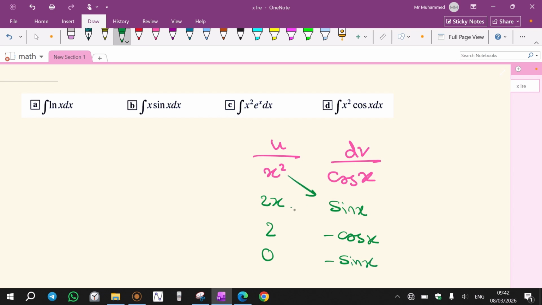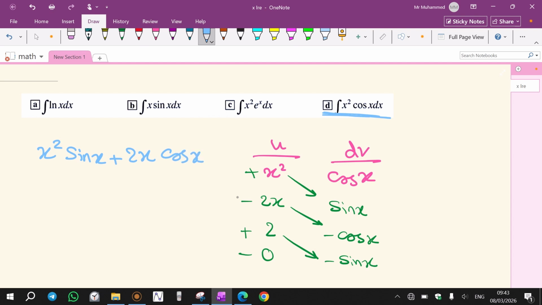Now multiply diagonally. And don't forget plus, minus, plus, minus. Multiplying, we get the result of this integral: x squared sine x, minus will be plus 2x cosine x, and finally minus 2 sine x. And there's always plus c. This is the result of the integral of part D.